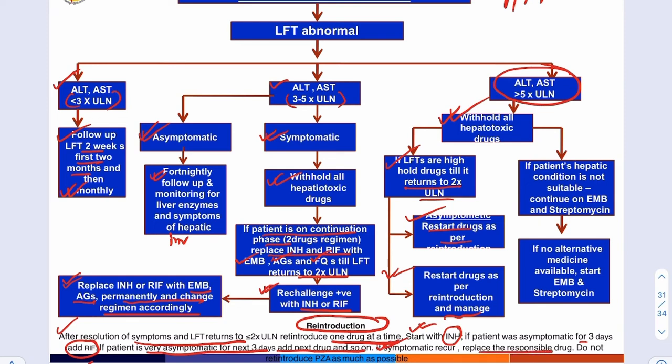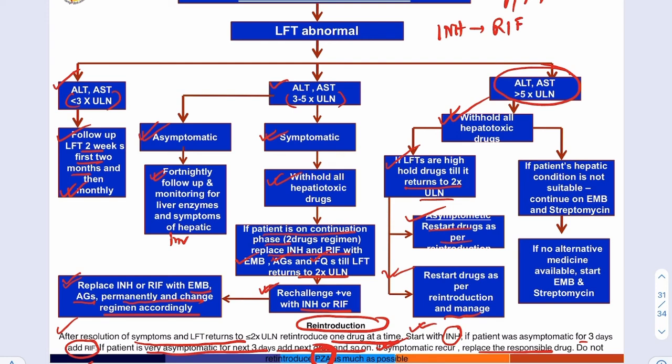Okay, we should not be reintroducing pyrazinamide as much as possible, because pyrazinamide is probably the most hepatotoxic anti-tubercular drug. So once the patient's LFT becomes deranged, we should not be using pyrazinamide anymore, okay, as much as possible. So the reintroduction strategy is you start with one drug, wait for the next 3 days. If there are no symptoms, then add on the next drug. First start with isoniazid, okay, INH, then you give rifampicin, and then you can add on, but never give pyrazinamide.